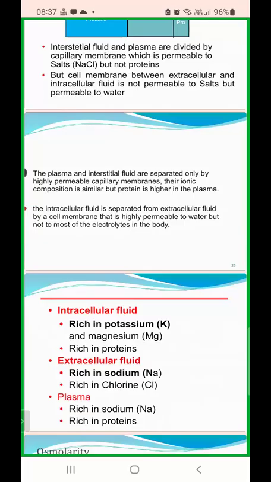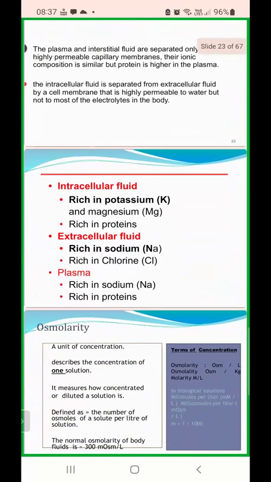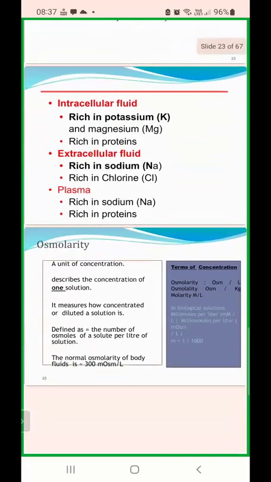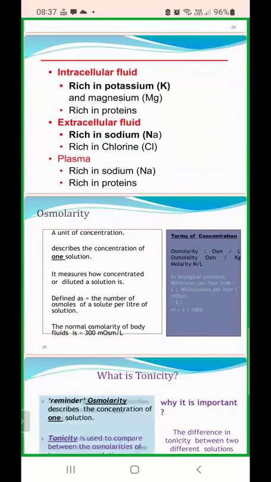And the intracellular fluid is separated from the extracellular fluid by a cell membrane that is highly permeable to water, but not to most of the electrolytes of the body. This is about the speciality of these membranes, which are separating the various compartments of the body fluid. Now, intracellular fluid, as we know, is rich in potassium and magnesium, just remember this, and is rich in proteins. Extracellular fluid is rich in sodium and chloride ion, and plasma is rich in sodium and it is rich in proteins.